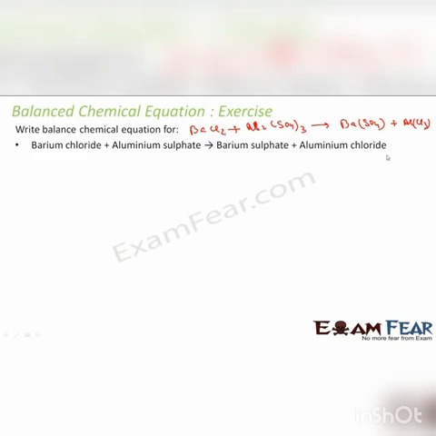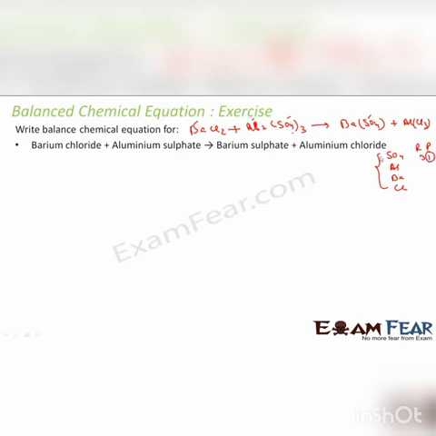Now let's see if it is balanced or not. First, any compound we have, yes, SO4. Then any metal, yes, we have aluminum and barium. Then any non-metal, yes, chlorine. These are the 4 things we have. So let's balance this now. To balance this, first see this is my reactant, this is my product.